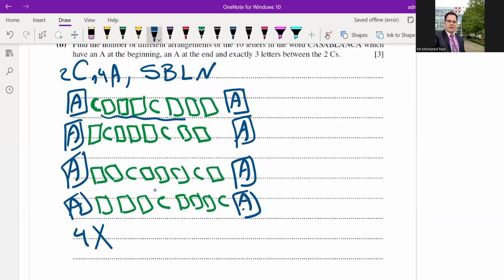Now, how many letters do we have to rearrange, skipping the C's and A's? 1, 2, 3, 4, 5, 6. So it's 6 factorial. But these 6 include 2 repeated A's, so don't forget to divide: 4 times 6 factorial divided by 2 factorial, because 2 letters are repeated. This is the answer of part B. If you calculate it, you will get 1440.